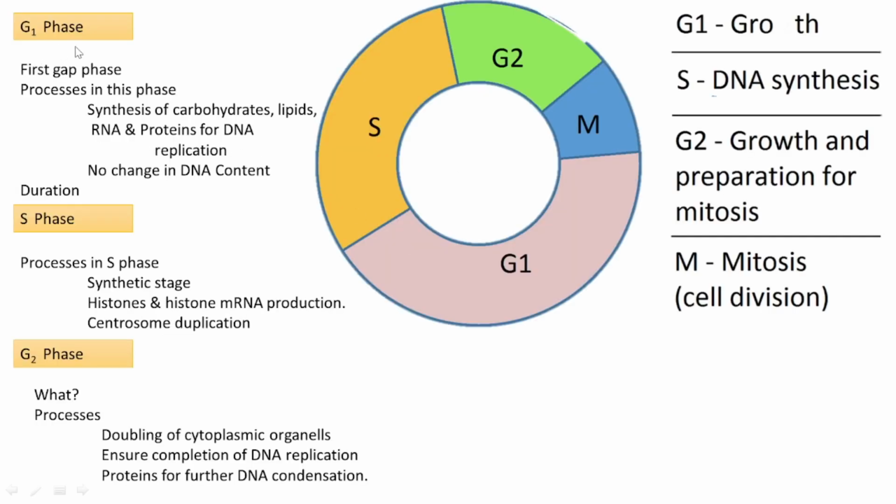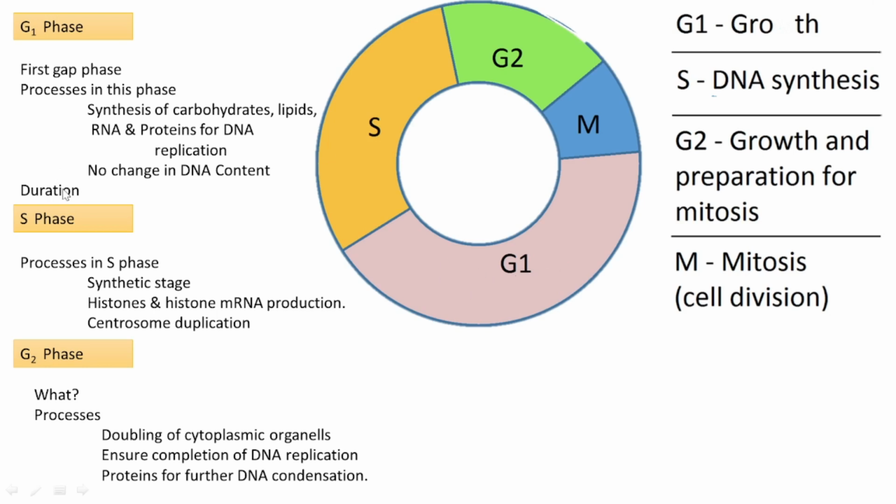Okay, first the G1 phase. G for gap. So G1 phase denotes the first gap phase, the first preparatory phase. What all processes are happening during the G1 phase? During the G1 phase, the required carbohydrates and lipids for the cell are synthesized, and the cell's genetic content needs to undergo replication. For that, so many proteins and RNAs are required, and all their synthesis happens during G1. So these are the main processes occurring during G1, the first gap phase.